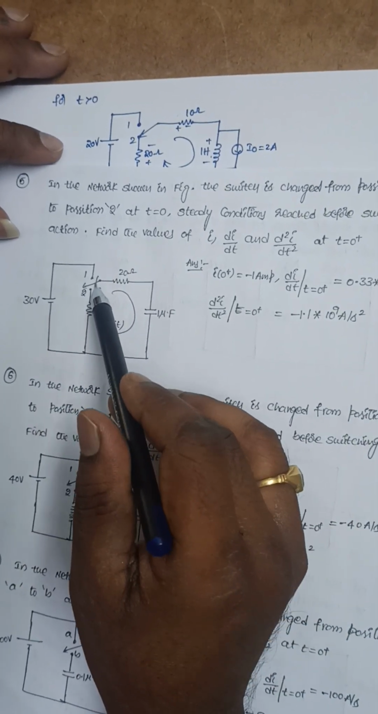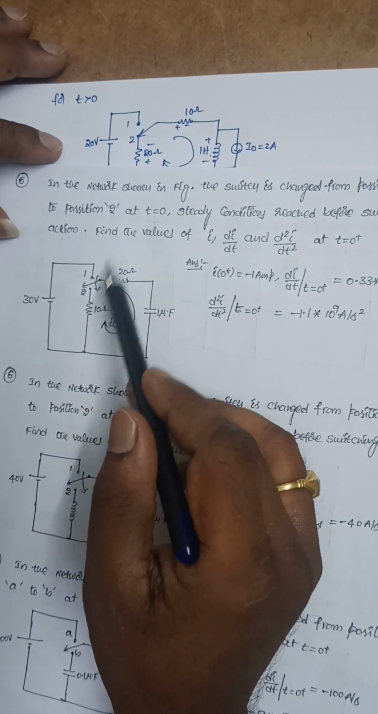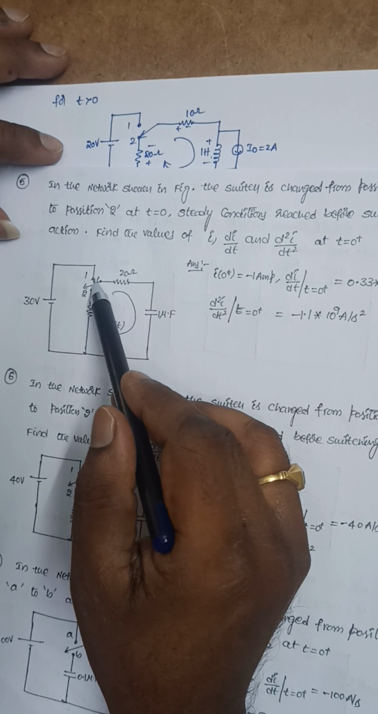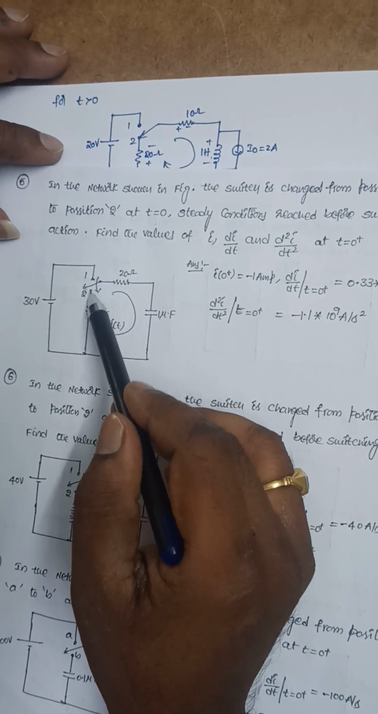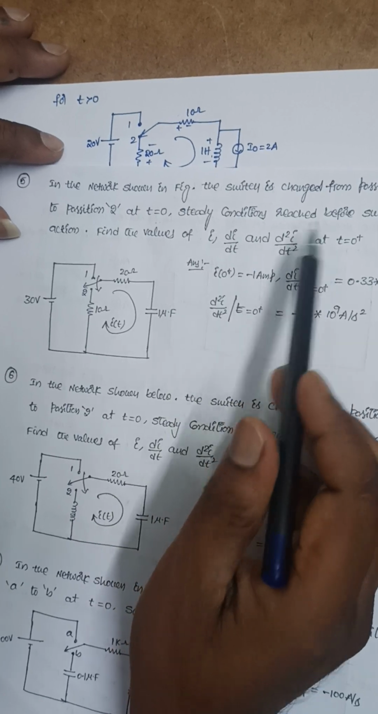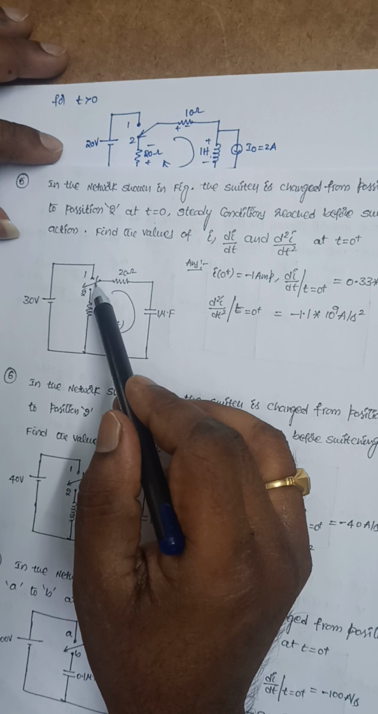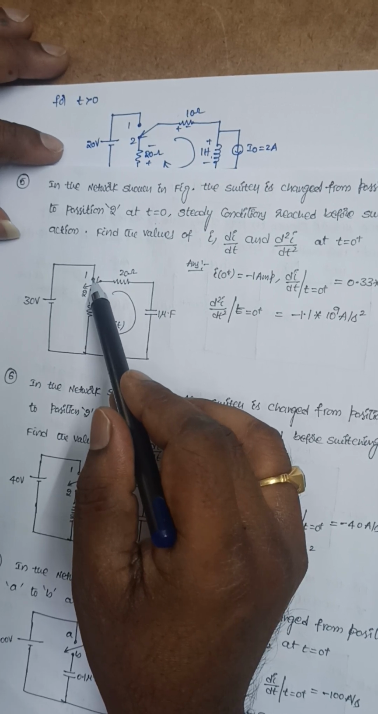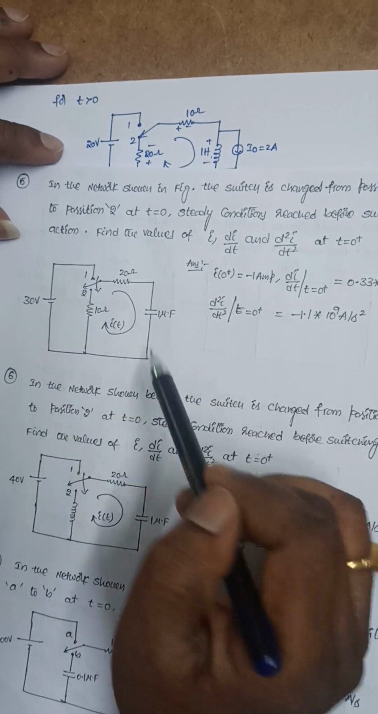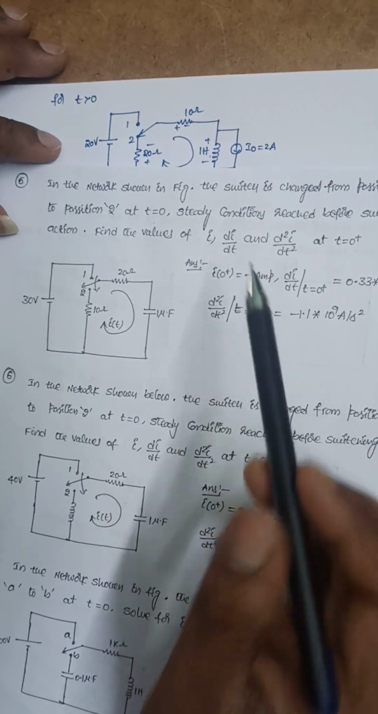Initially the switch is at position 1, and at t equal to 0 the switch is moved from position 1 to position 2. Steady conditions are reached before the switching action, which means that with the switch at position 1, the steady conditions are reached. So these are the things that we need to calculate.